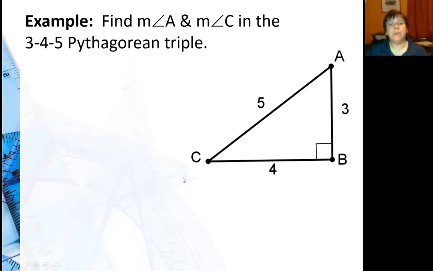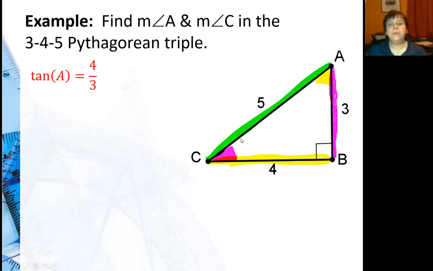So here, what I have is a 3, 4, 5 Pythagorean triple. Did you ever wonder what the angles were in this? We've never talked about them. So here's my hypotenuse. There is angle A and its opposite side and angle C and its opposite side. Let's go ahead and start with angle A. And I'm going to use tangent. Since I know all three sides, I could have used any of the trig operations.